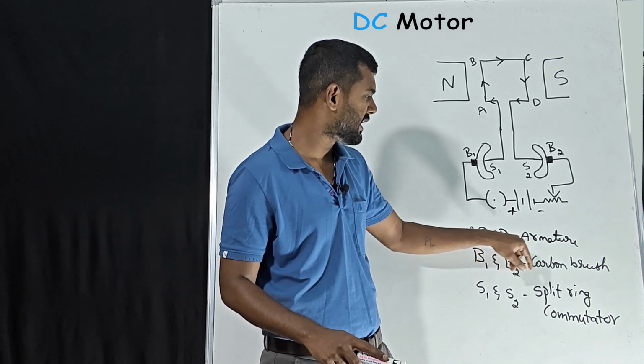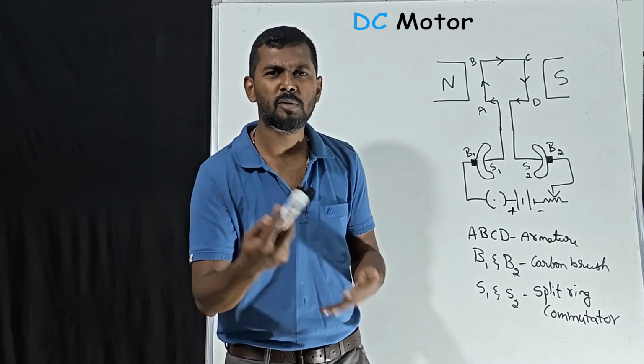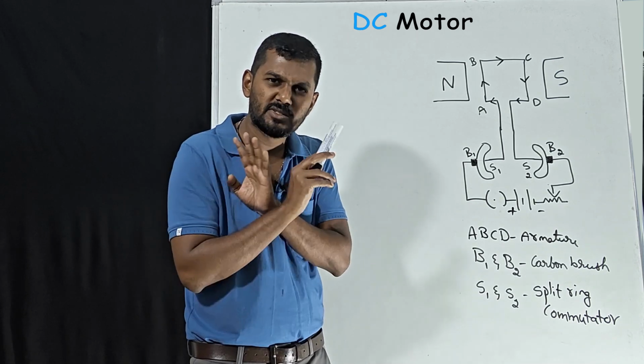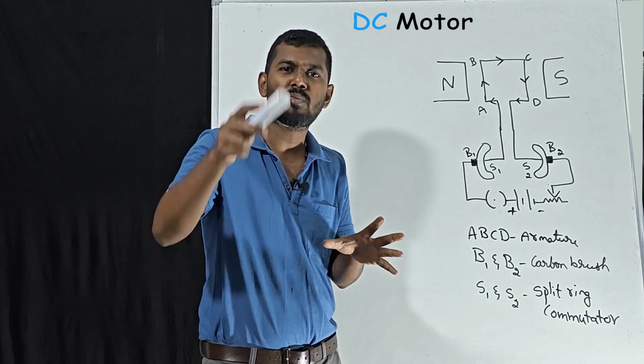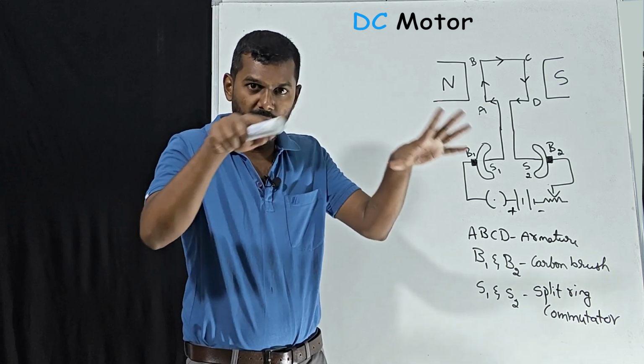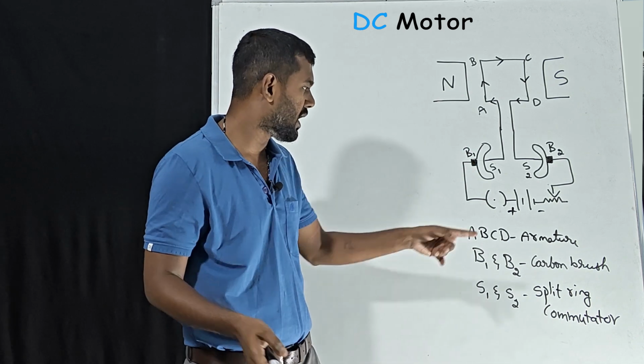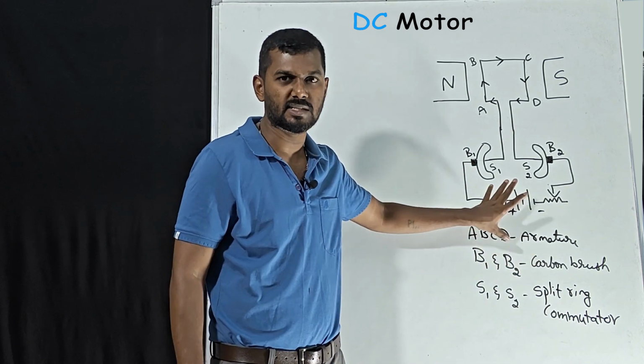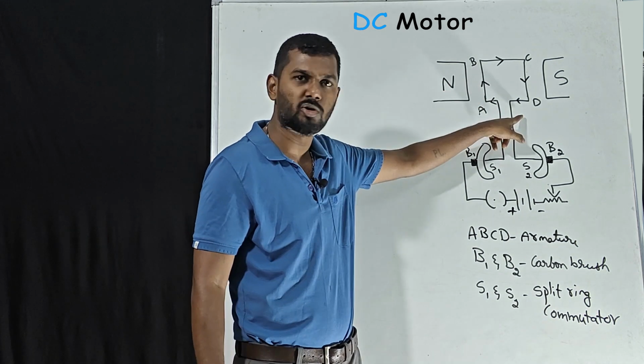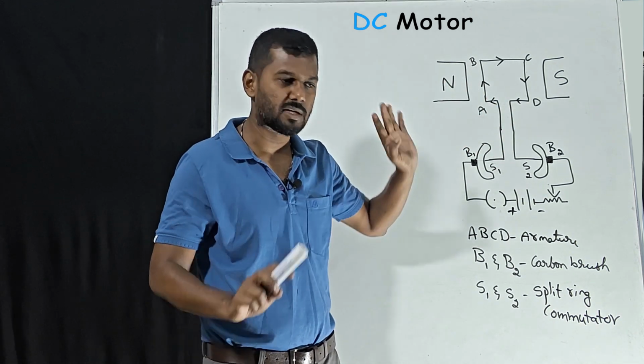Listen, ABCD is an armature. What do you mean by armature? Armature is very simple: a rotating part in a device. In any device, a rotating part is called an armature. That's it, very simple. So ABCD is going to rotate, right? So it's an armature.